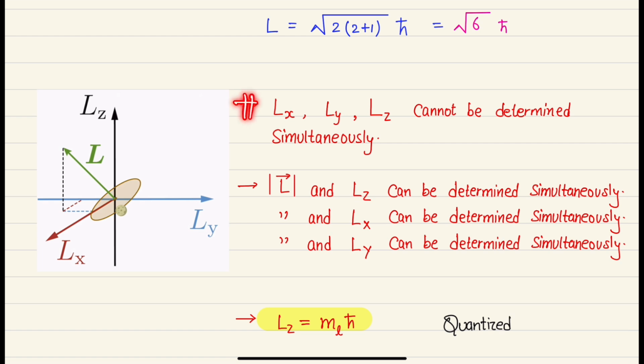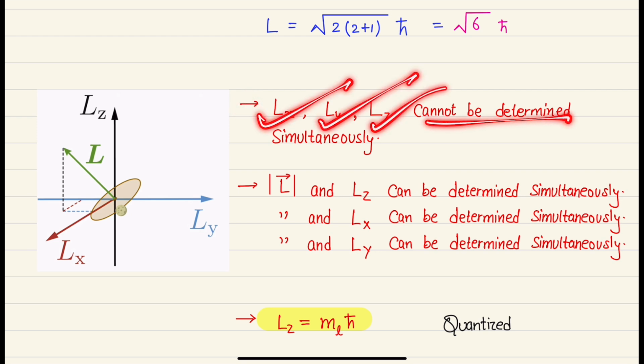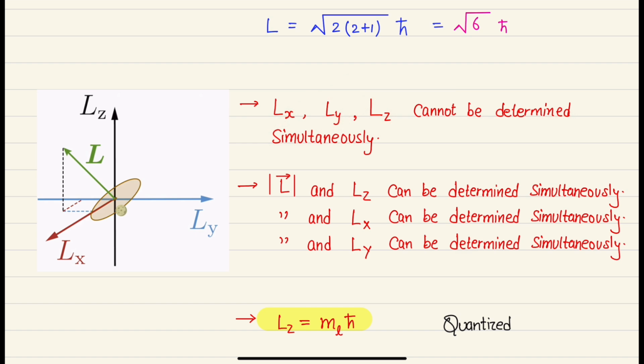So the very important point here is that Lx, Ly, Lz cannot be determined simultaneously. It means at the same time you cannot find the value of Lz, you cannot find the value of Lx, you cannot find the value of Ly. Very important. And the reason is the commutator, because all these operators do not commute. Understood?